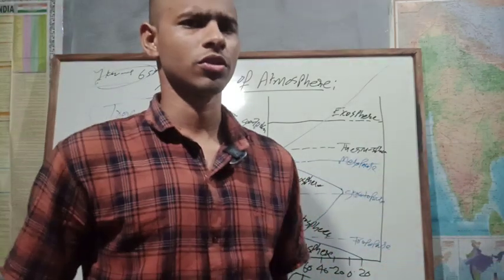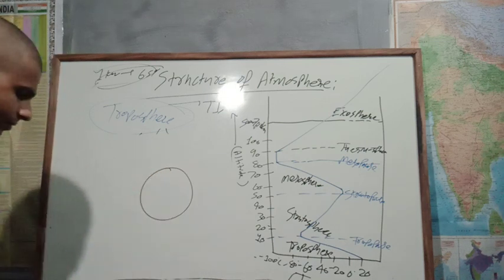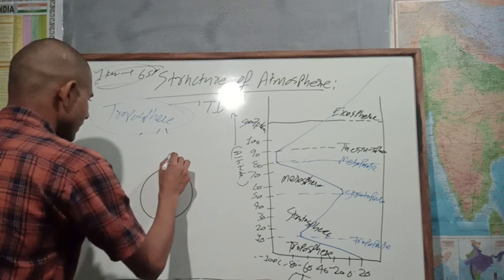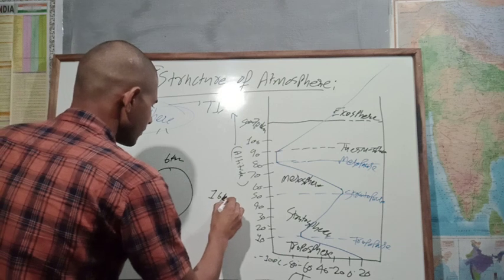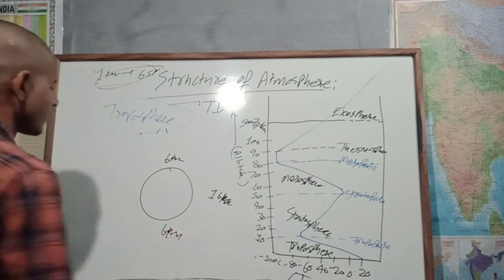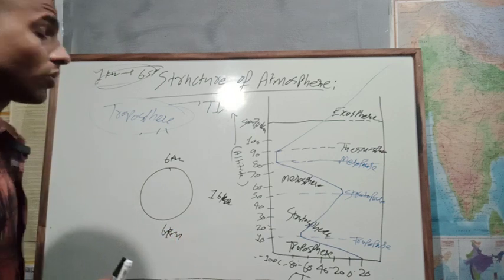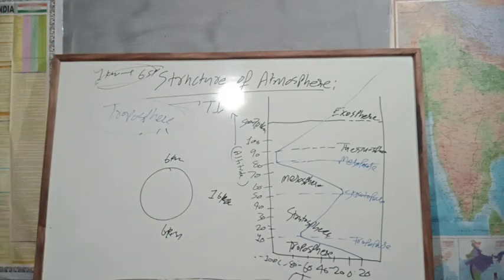So why is it so? I'm going to tell you. Let's say this is Earth. Here the average height is, let's say, 6 kilometers, but here it is 16 kilometers. Why is it so? Can anyone tell me? Think about it. The height is not uniform. Sorry, at the poles it has around 6 kilometers, but at the equator it has 16 kilometers. Why is it so? What's the reason behind it?